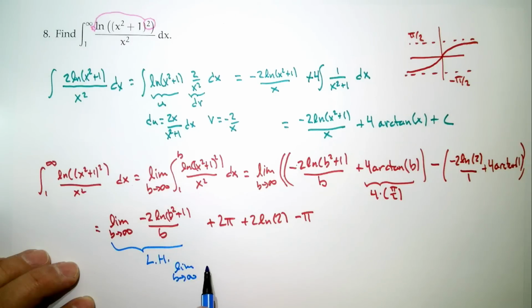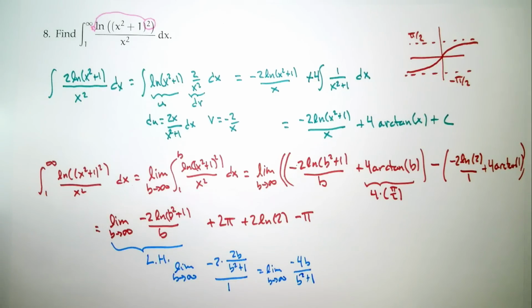Take the derivative of the top, so that would be minus 2 times, and then it would be b squared plus 1 times 2b, and downstairs it would be 1. So this is a limit as b goes to infinity of minus 4b over b squared plus 1. And now that you have it as polynomial over polynomial, you just look at the degrees. And you'd say, well, it's the first degree on the top, it's the second degree on the bottom, so what's the limit going to be? Limit will be 0, because it'll get small. The bottom grows faster than the numerator. So the limit that we were left with went to 0.